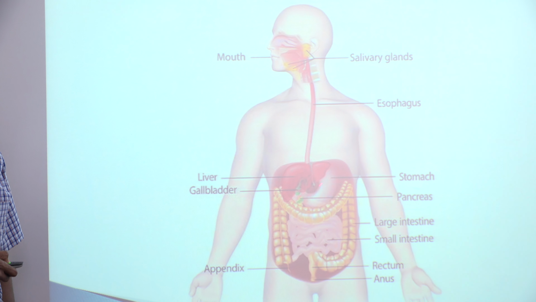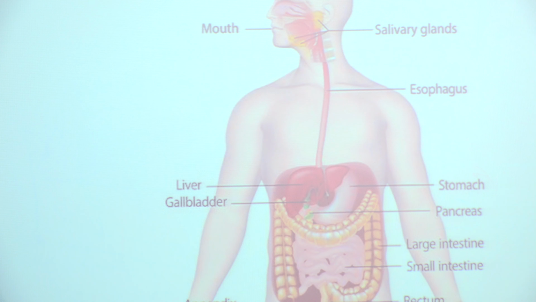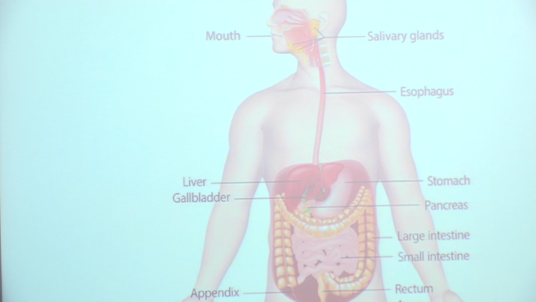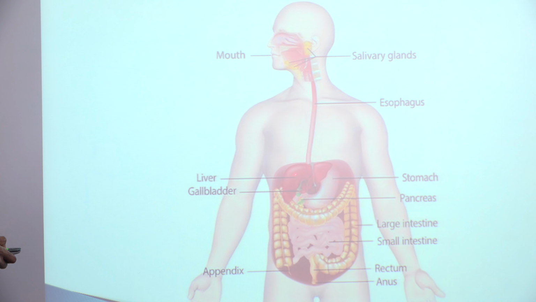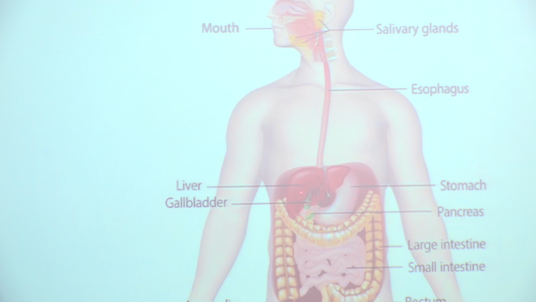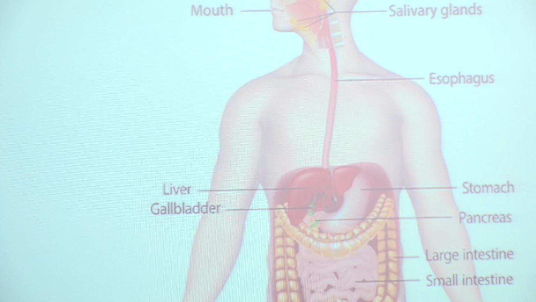And after the proteins have been digested, now the food moves to the first part of the small intestine, which is called duodenum. In the duodenum, we have bile, which is produced by the liver. So from the liver, the bile moves to the gallbladder, and from the gallbladder, it goes to the duodenum.